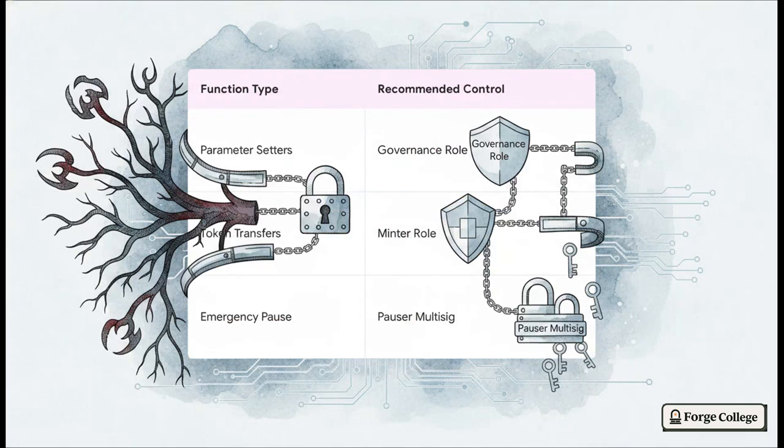We don't just guess when we hand out these keys. We match the specific risk to the appropriate lock. Check out this table. Parameter setters map to a governance role. Token transfers and mints map strictly to a minter role. And the emergency pause? That maps to a pause or multisig. It's really all about amputating the most dangerous branches of your attack tree so they can't be exploited.